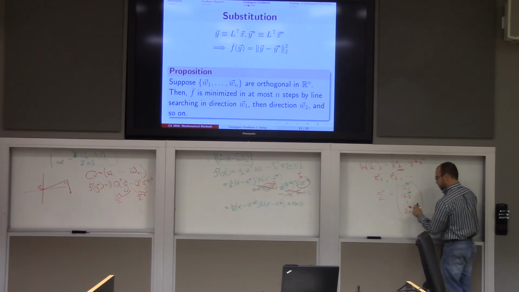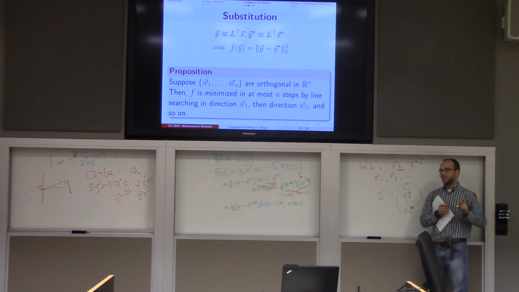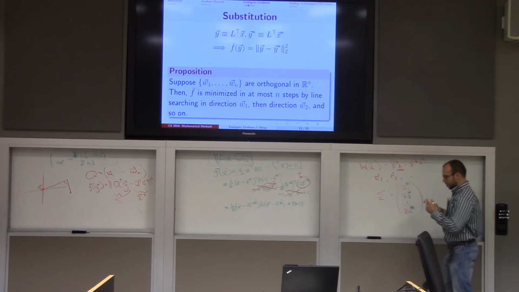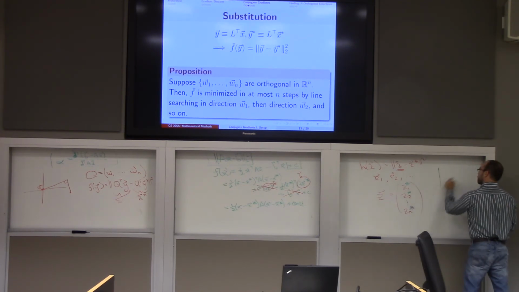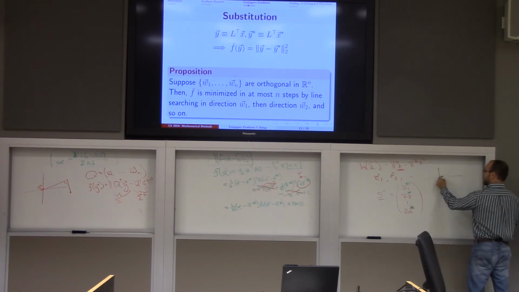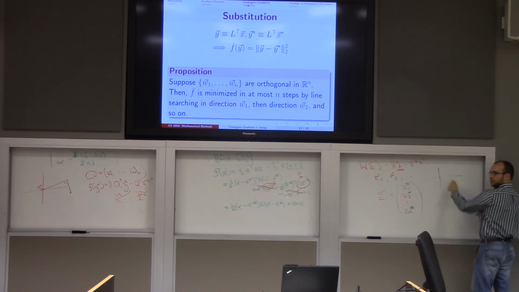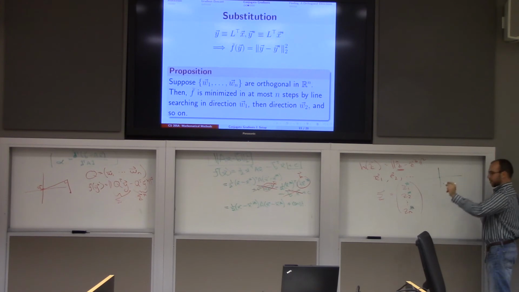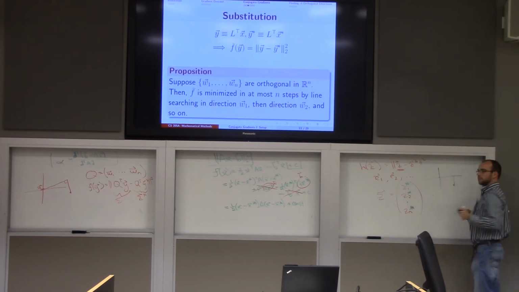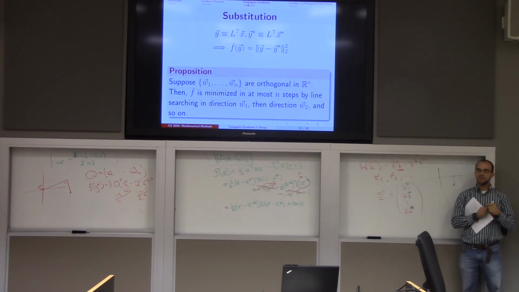And after n line searches, oops, I already put a star there. It's going to replace the nth guy with zn star. So basically, in other words, if I have these two coordinate axes, then obviously the easiest way to find the origin from this point, if I can only move vertically and horizontally, is to go up like that, and then over. I think this is a reasonable proposition.